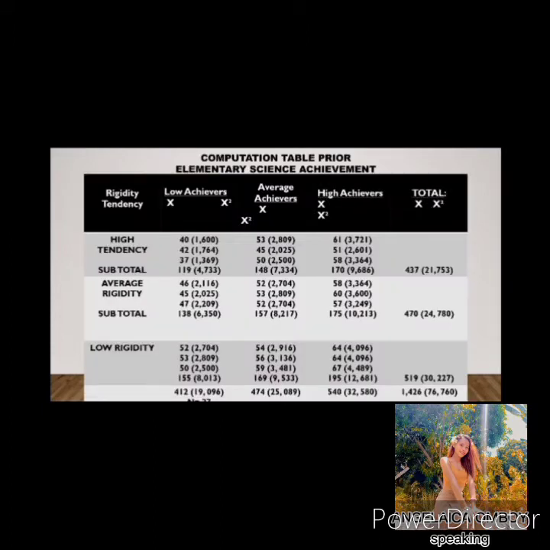It shows here the computation table, prior elementary math achievement. Rigidity tendency, which is the high tendency, and the subtotal. Low achievers, average achievers, high achievers, and the total. In the first column, rigidity tendency, it shows here the high tendency, average rigidity, and low rigidity.